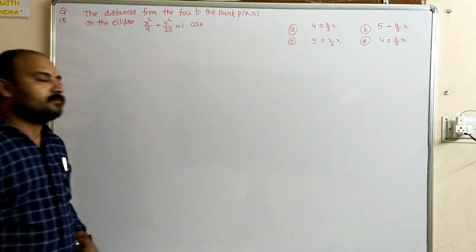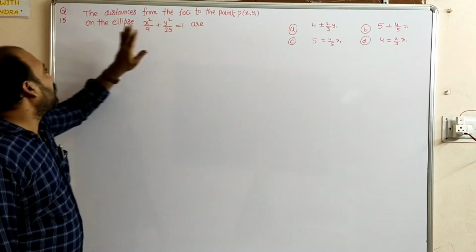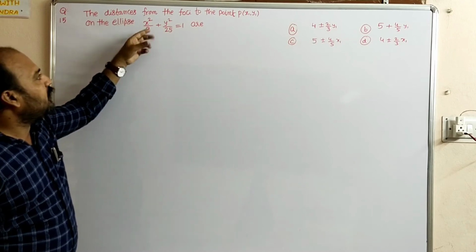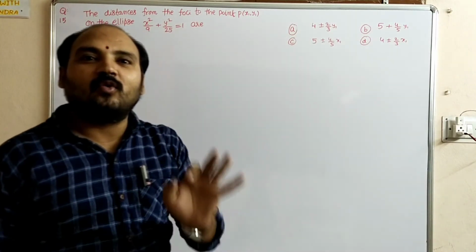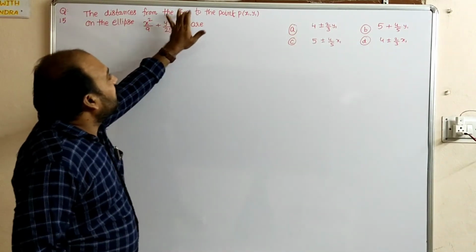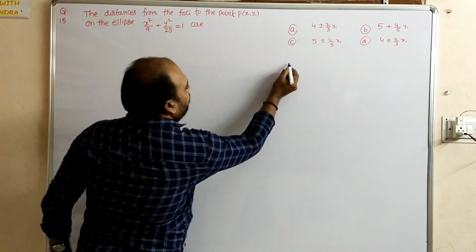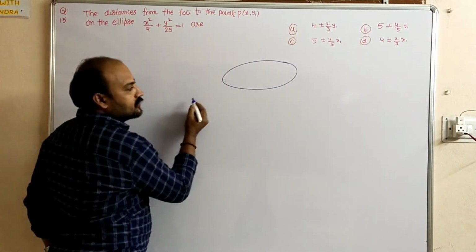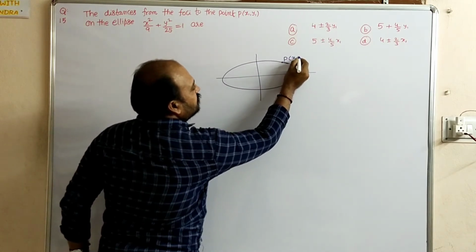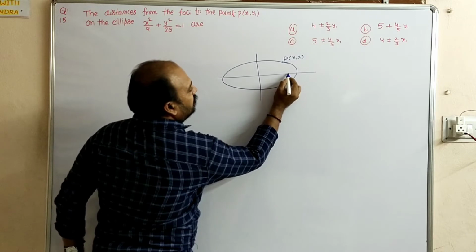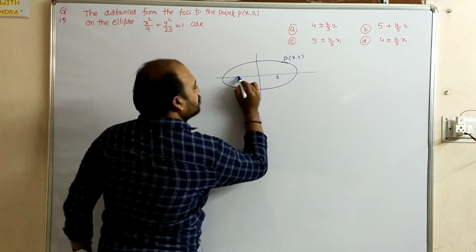The next question. The distances from the foci to the point P of x1, y1 on the ellipse x square by 9 plus y square by 25 equal to 1 are. This question is related to focal distance. Foci to the point on the ellipse means focal distance. See here, the figure will come like this. This is the ellipse. This is P of x1 comma y1, a point on the ellipse, and S is one of the foci and S dash is the other focus.